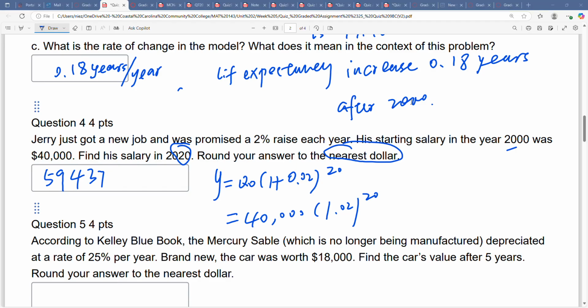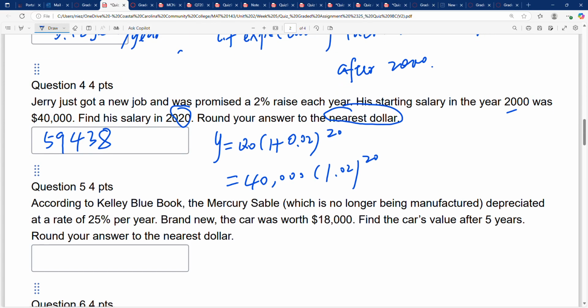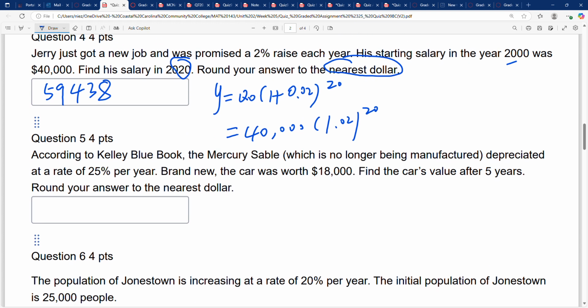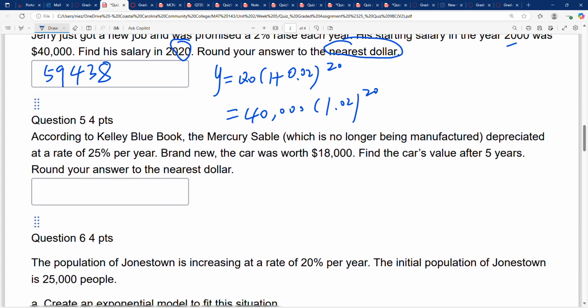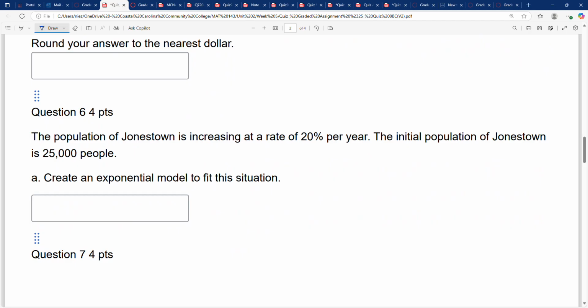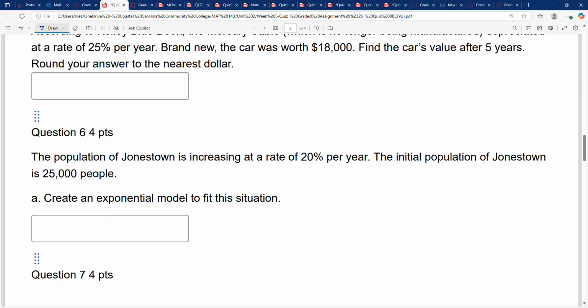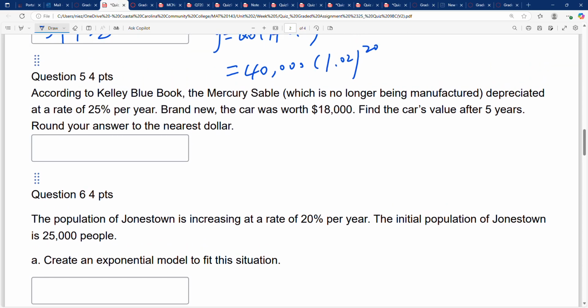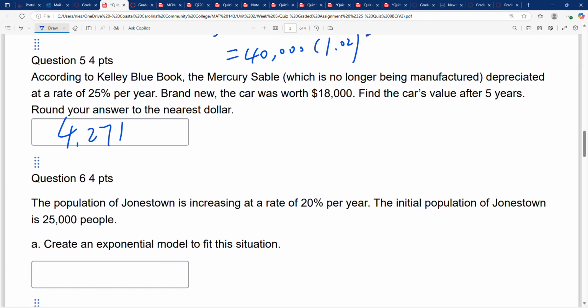After the decimal, it is 8, so you should round up. So it's going to be 438, not 437. Next question, similar to this one, somebody made a similar mistake with rounding. This one, the correct answer is 4,271. Somebody got 4,272, which is wrong, I think.